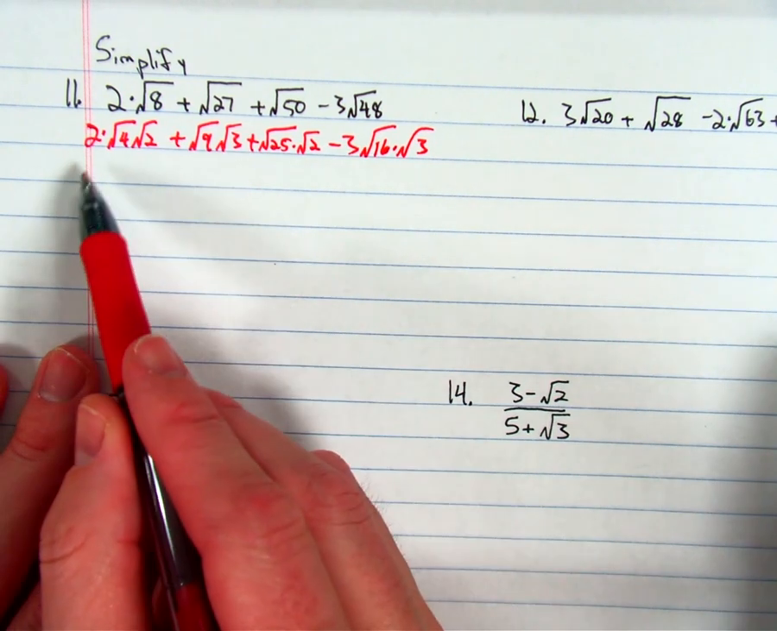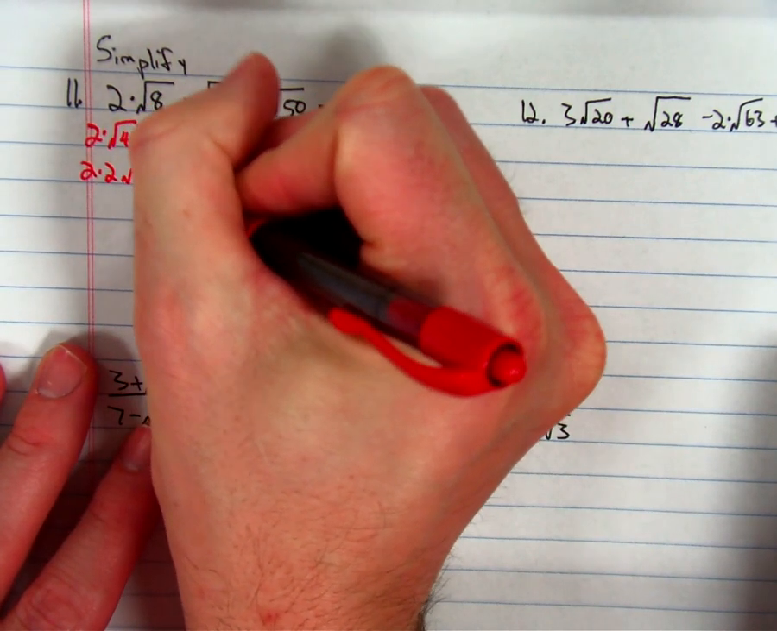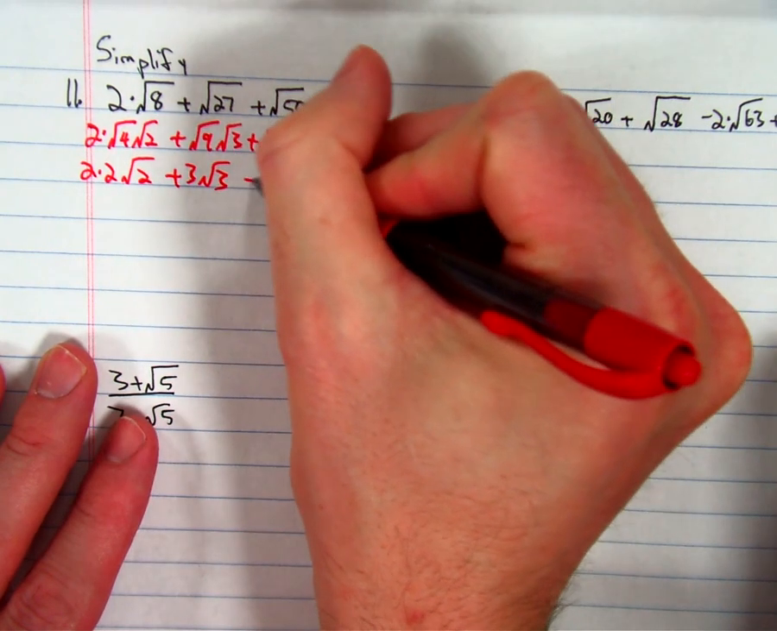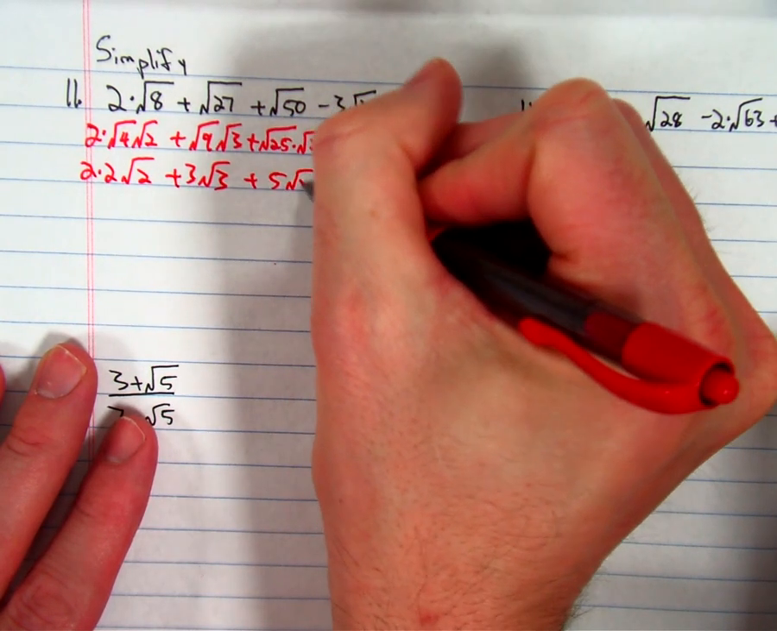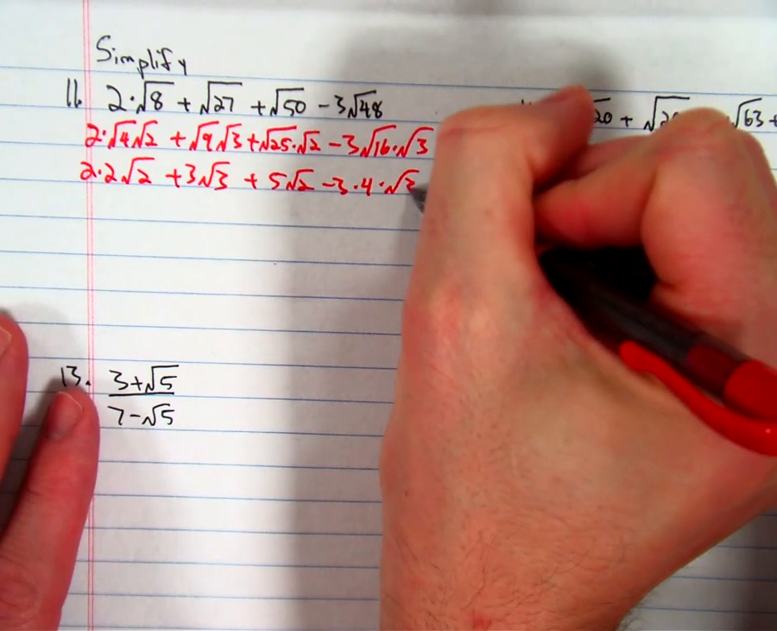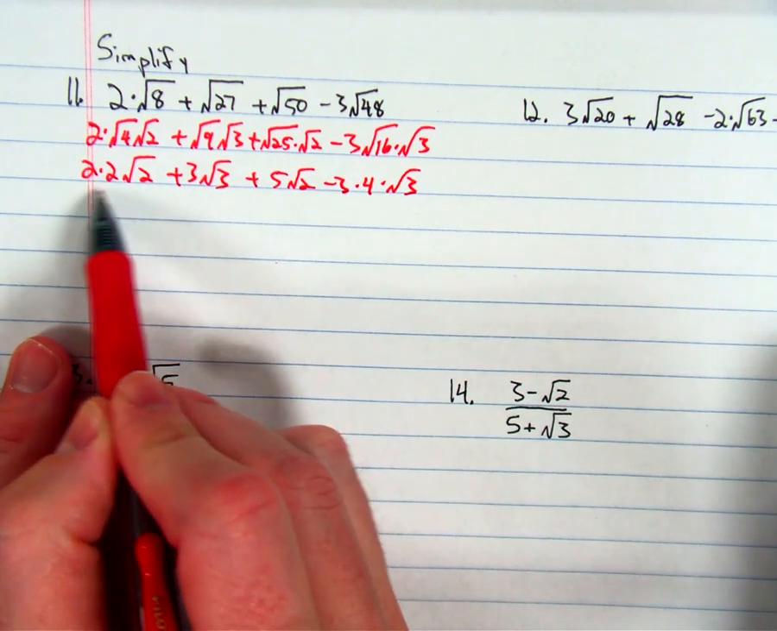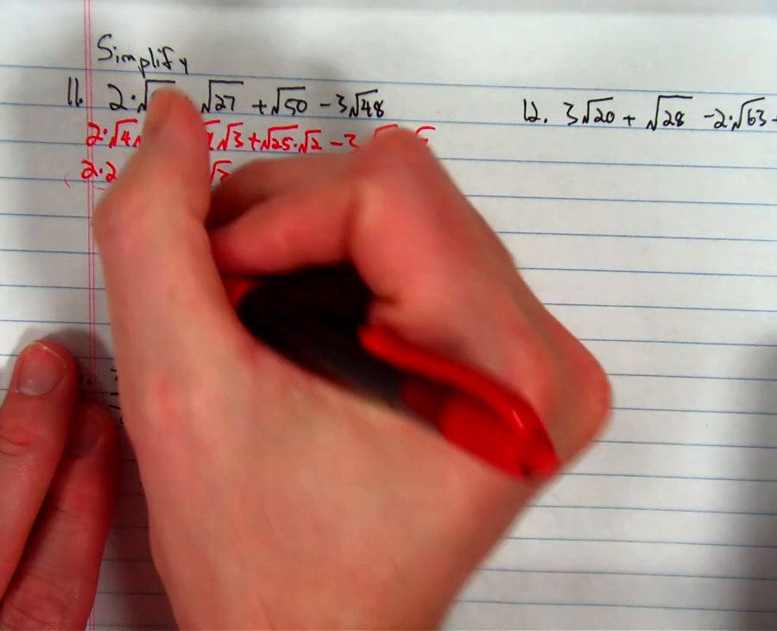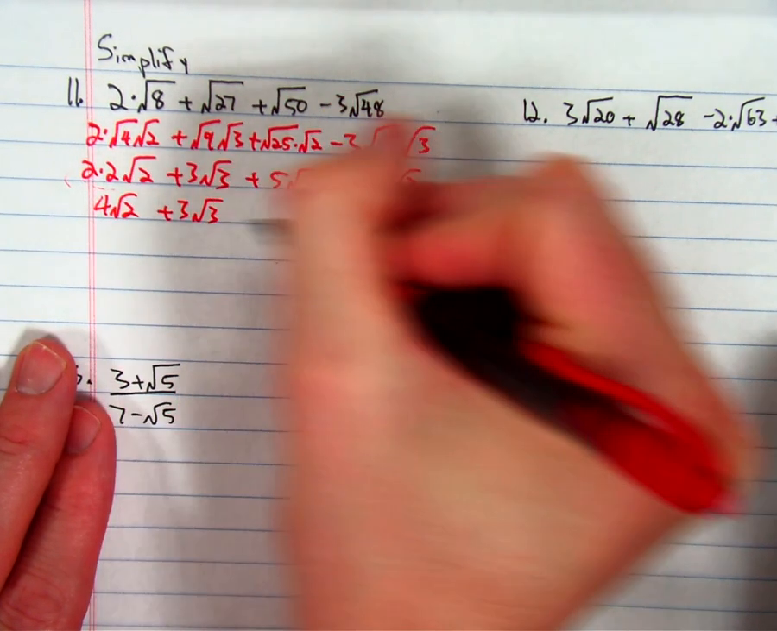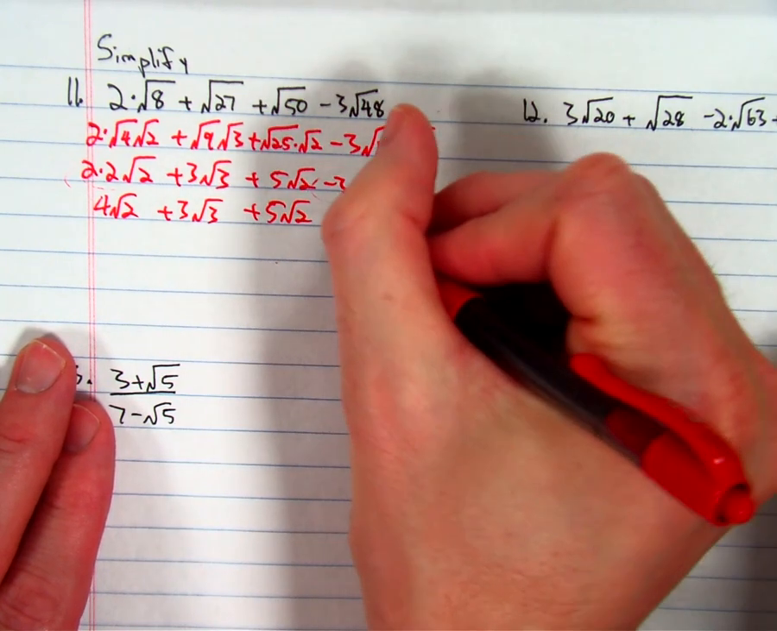So now we're going to go through and do the square roots that we can. We got 2 times the square root of 2, 3 square root of 3, 5 radical 2, minus 3 times 4 times the square root of 3. Now we're going to go back and clean up the ones that have multiplication in the front. So that's 4 radical 2 minus 12 radical 3.